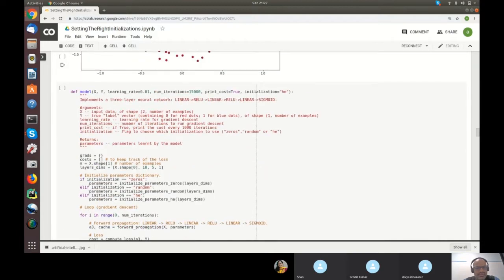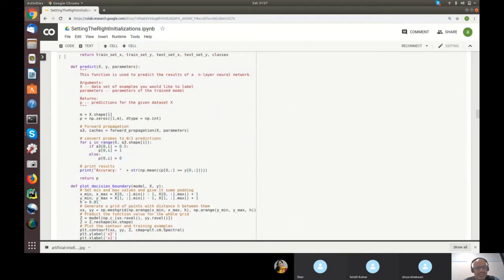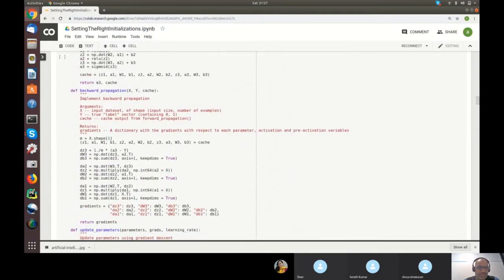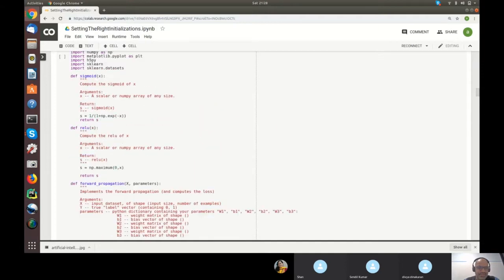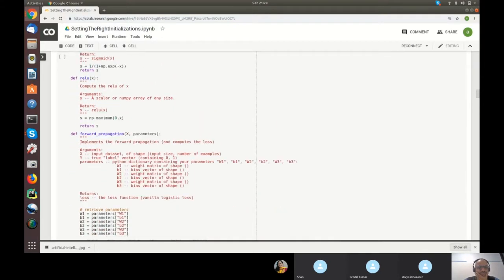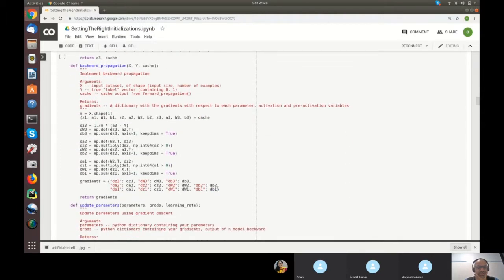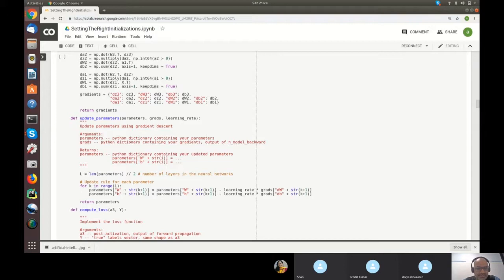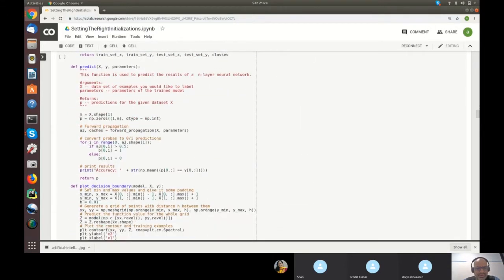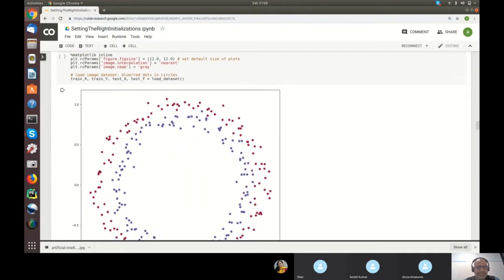So what we have here, I'd encourage you to go through these functions. I don't think we'll have time to go through them today. But essentially, these functions are all that you need to implement a neural network.